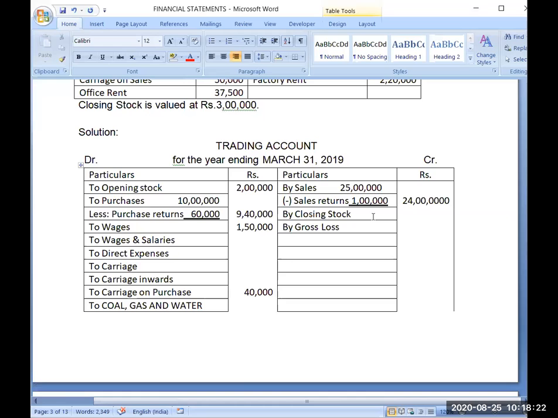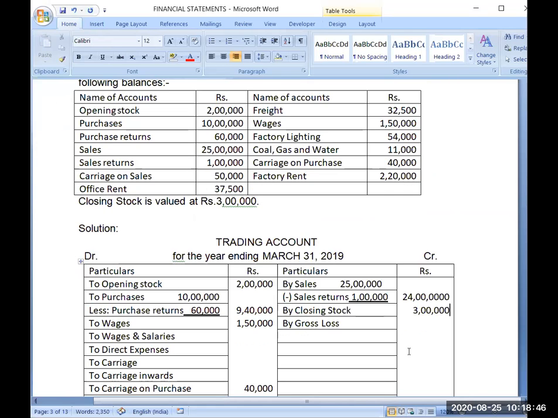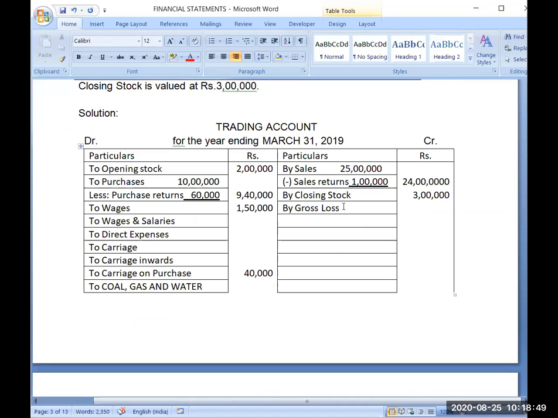Now, see, we have posted all the accounts which we can post in the trading account. Closing stock will always be outside the trial balance. The logic has been explained in the chapter of trial balance, why it will always be outside the trial balance. So you have to write the value of closing stock also here, 3 lakh. So in this way I have completed it. The rest of the accounts which are not required, I am deleting. This is not required. This is not required.